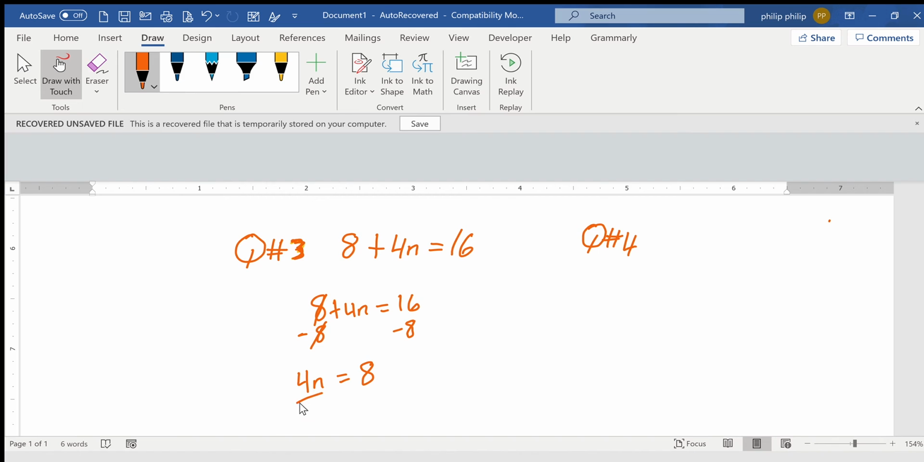Now to find our n, we divide both sides by 4. Right? Now the reason we're dividing is because we have the opposite operation with n, 4n is 4 times n. So now the opposite operation of multiplication is division. So we divide both sides by 4. Now we have 4 into 8, 1 times into 8, 2 times. So 2 over 1 is just the same as 2. So our n is equal to 2.